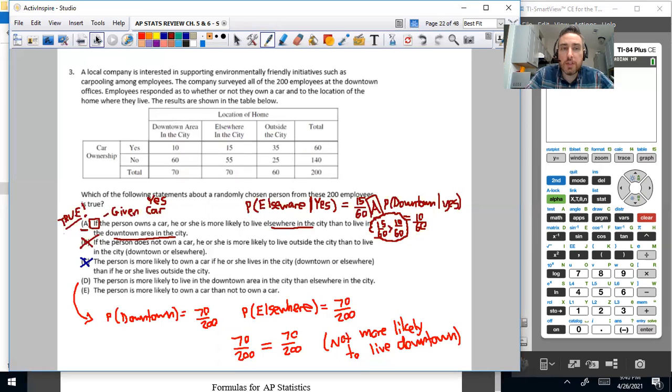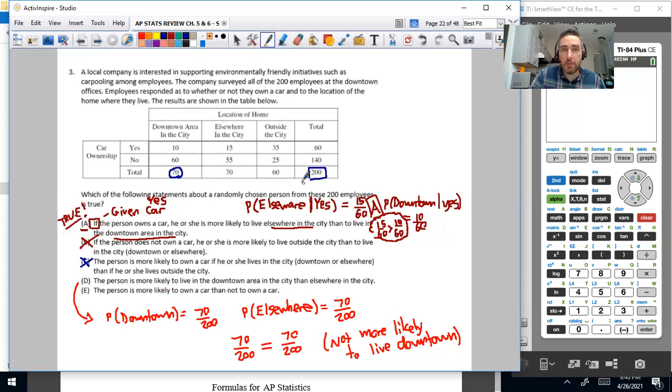Letter D, the person is more likely to live in the downtown area in the city than elsewhere in the city. Now there's no conditional here, right? It just says the person is more likely to live in the downtown area than elsewhere. So let's look in the downtown area first. Downtown, we have 70 people. And out of what? Well, since there's no conditional, it's out of your total.